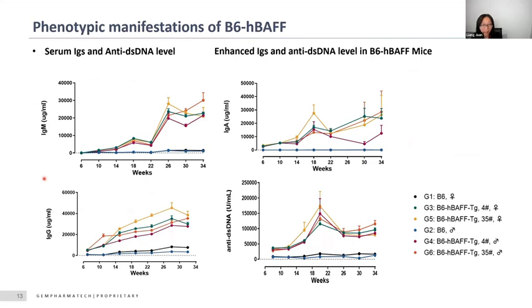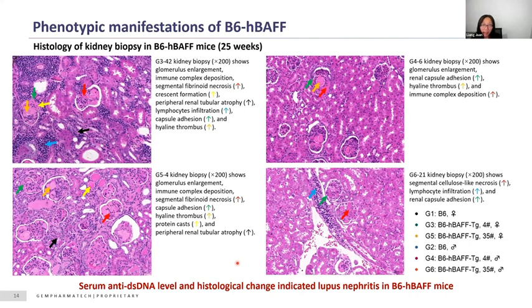We examined the serum Ig level in this model during the experimental period from 6 weeks to 34 weeks. We observed increased levels of IgM, IgA, and also IgG. And the level of anti-double-stranded DNA in the serum was also increased from 6 weeks to 34 weeks. And more interestingly, these mice display lupus nephritis manifestation at around 25 weeks.